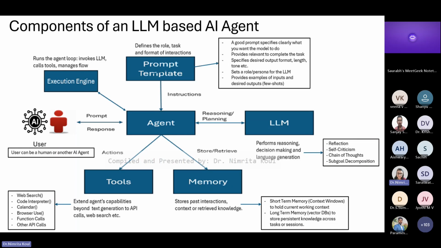But it's not necessary that always the user is a human. It can be another agent or it can be another AI system also which can invoke an agent. This is usually in case of multi-agent systems. A team of agents works collaboratively and they invoke each other, they call each other.